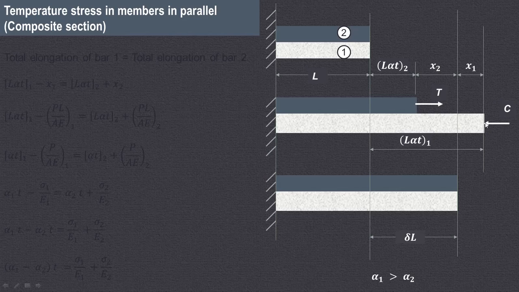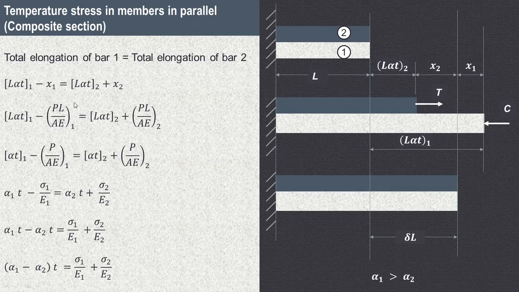X1 is the amount by which it is to be compressed so that it will come to this position, and X2 is the expansion by which this particular bar 2 is to be stretched so that it will be in this particular position. So we can say that the total expansion, total elongation of bar 1 is equal to total elongation of bar 2, because ultimately they are going towards the same final position when they are acting as a composite member. These are the cases when they are acting as a separate member.